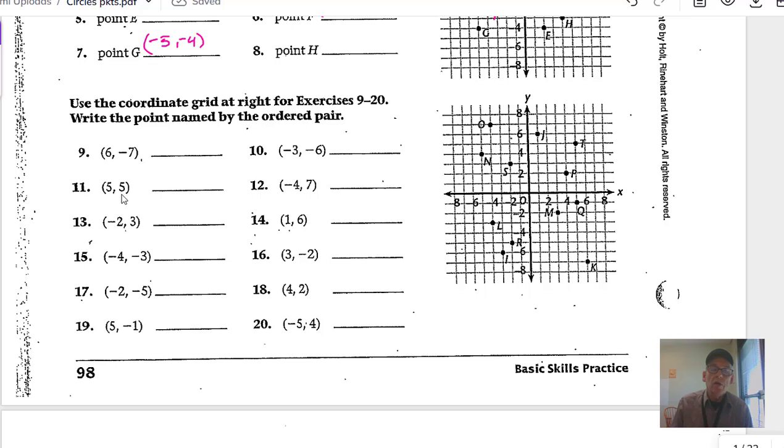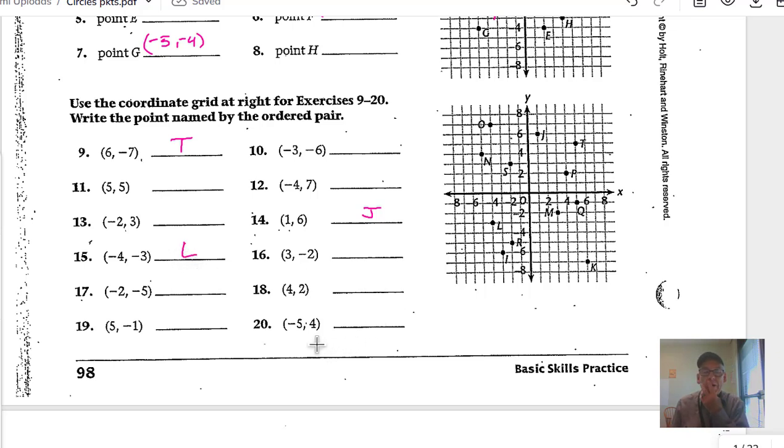The bottom part here is basically working the other way. So if we pick, say, number 11, over 5 and up 5, we end up at point T. Let's do 14. Over 1 and up 6 is J. Back 4, down 3, number 15. Back 1, 2, 3, 4, down 3 gives us an L.